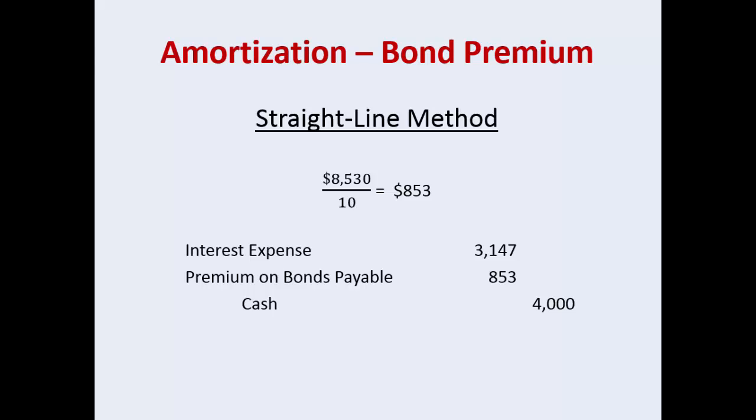Notice your cash payment is based on the bond indenture. The contract rate is $4,000. That will not change. But the interest expense is lower because of that amortization, which means your tax deduction is going to be lower than your actual cash outflow. But that's okay because you got more money up front. It all evens out in the end, whether it's sold at a discount or a premium.